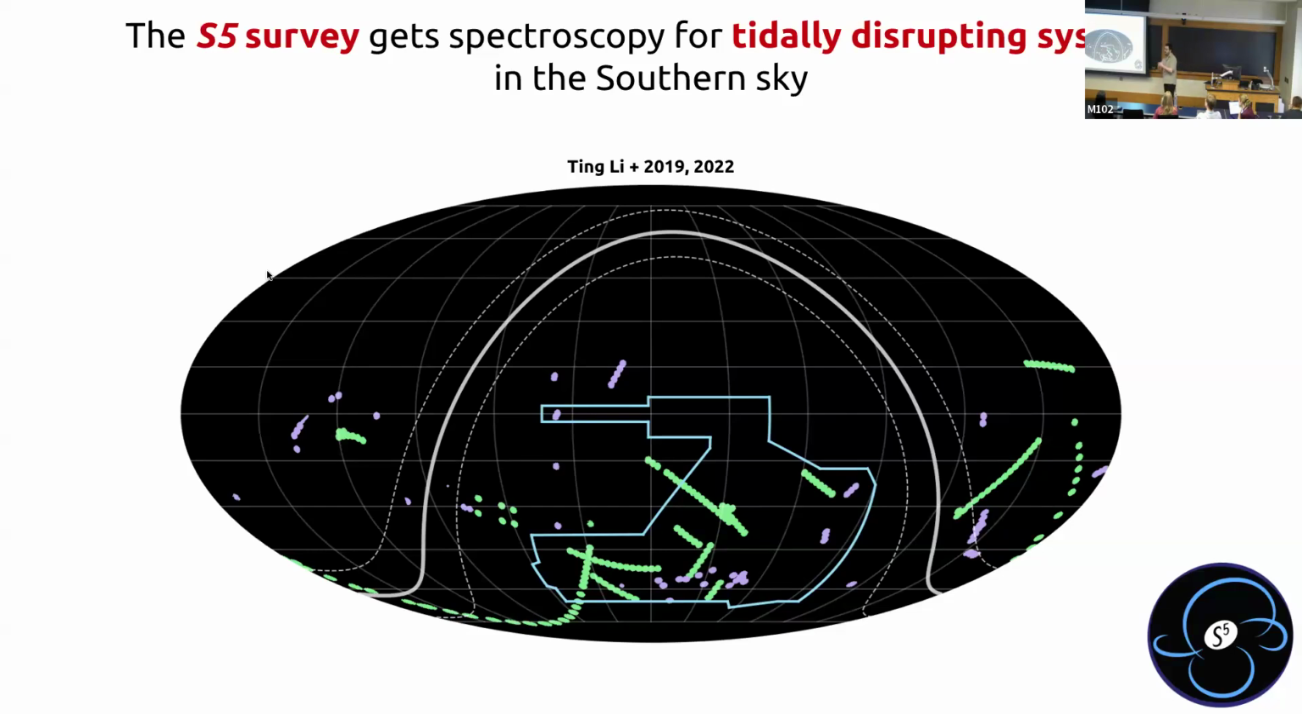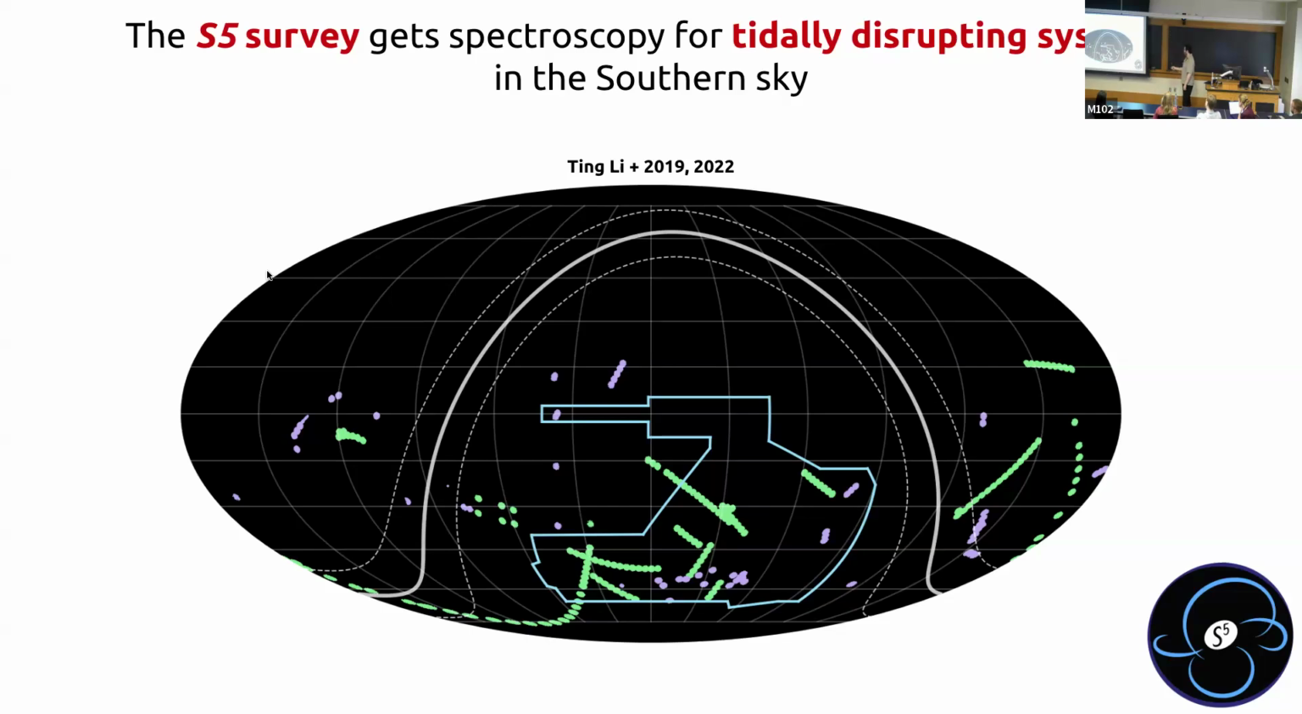So everything from tidally disrupting dwarf galaxies, from tidally disrupting globular clusters, but also everything that is kind of like these stellar strings that are also ambiguous. We don't know if they are globular clusters or dwarf galaxies. They just go after all of these things that are tidally disrupting in the southern hemisphere with spectroscopy. So this is why this survey has this very weird footprint, these narrow lines on the sky, because we are exactly looking at those tidal tails that we care about.